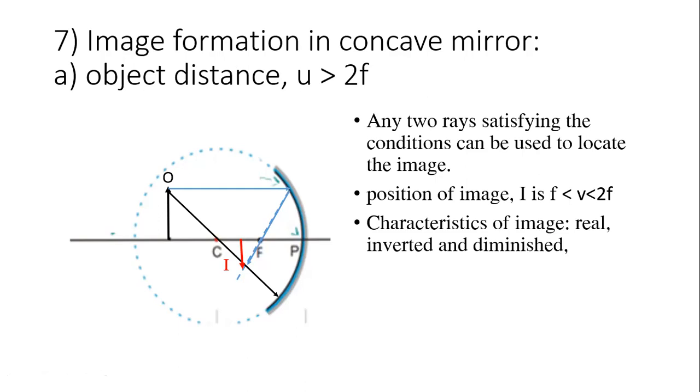Real means you can capture it on a screen. It can be formed on a screen. Virtual means you cannot form it on a screen. A real image can be formed on a screen. A screen is just a piece of white paper.